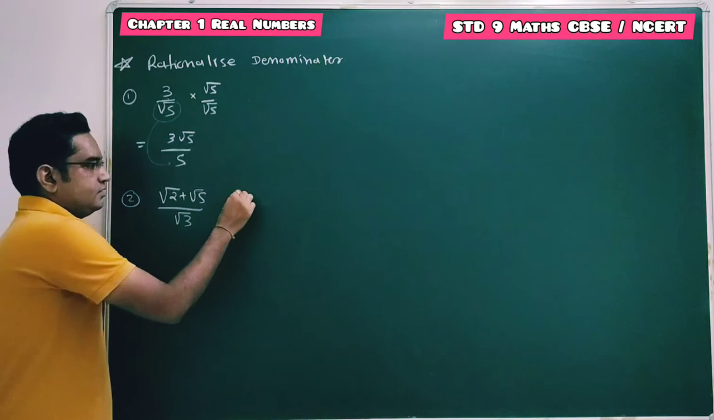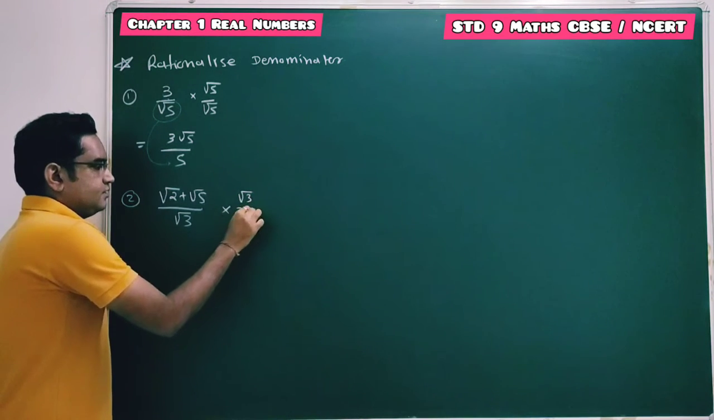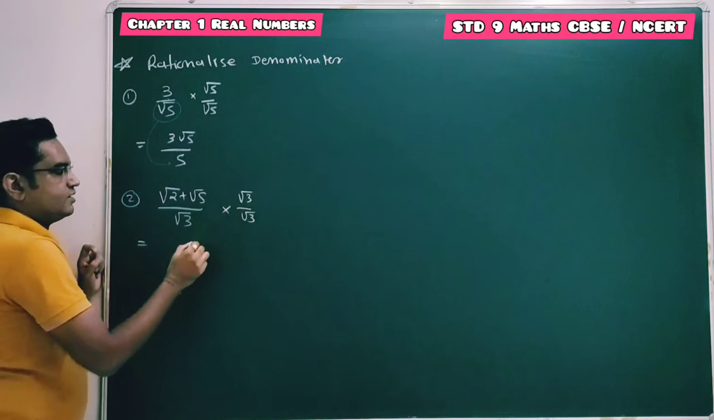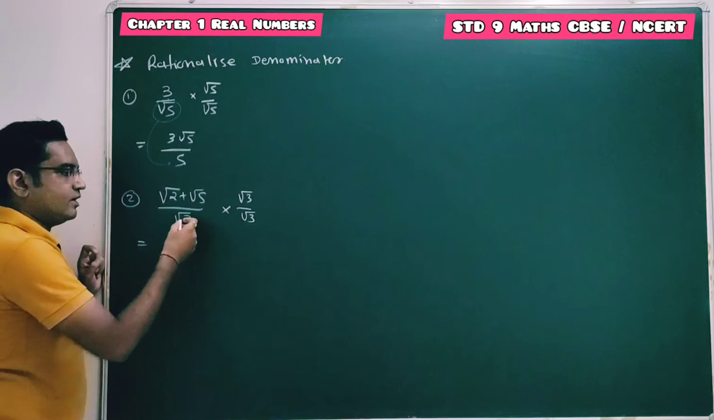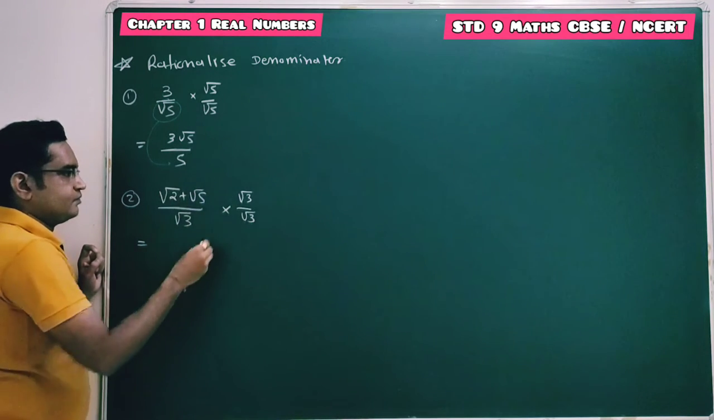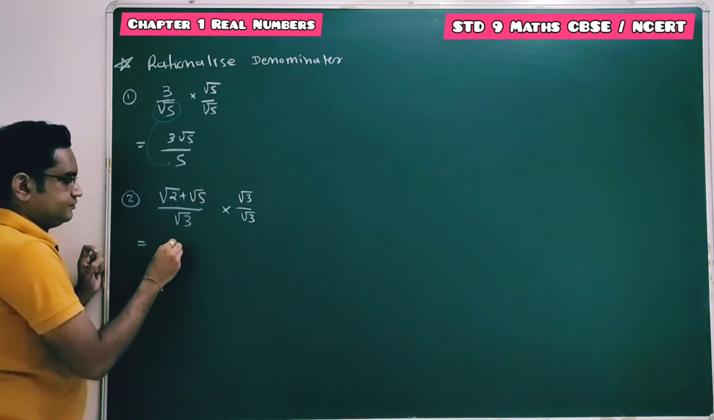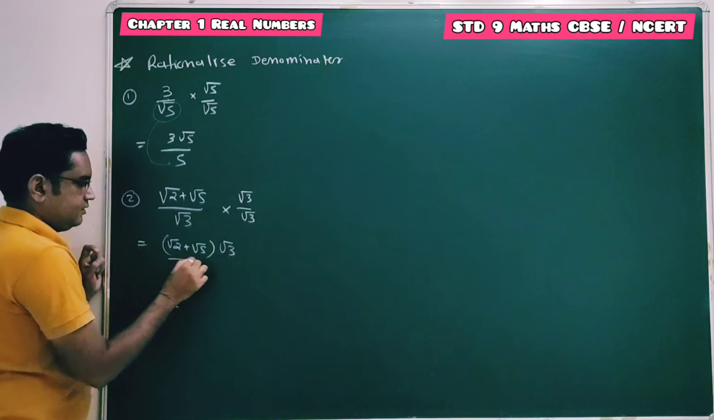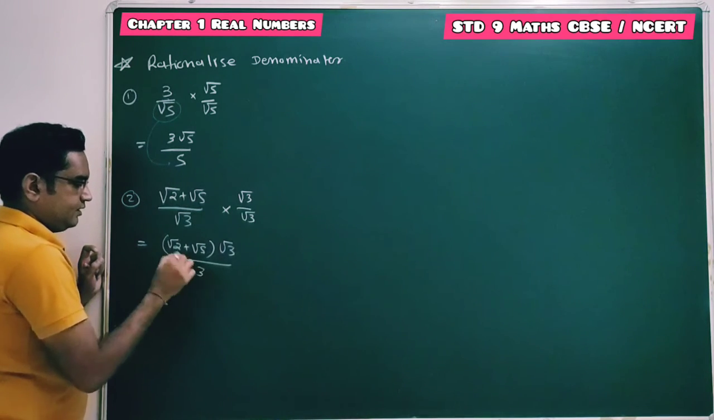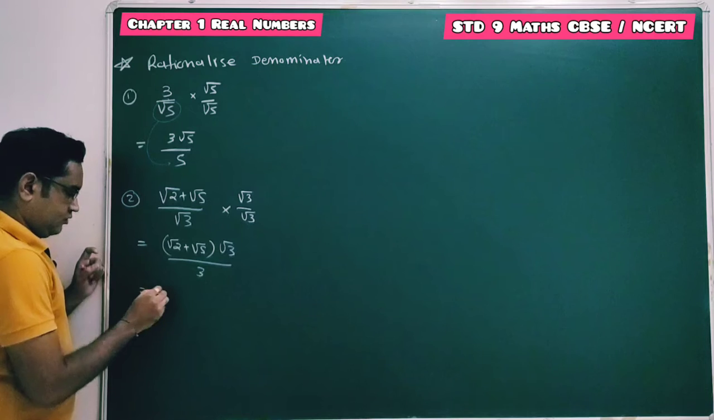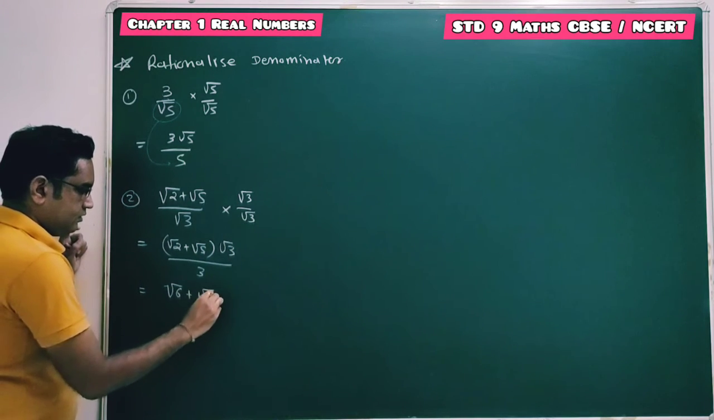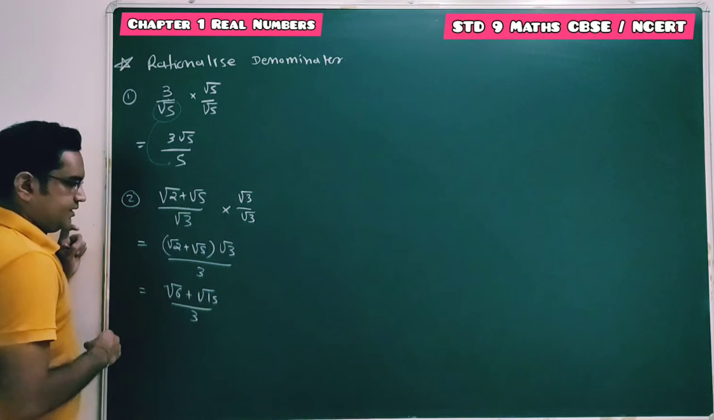Which one will it be here? Let's say it's root 3. Root 3 multiplied by root 3 will be 3, so our irrational number becomes rational. So multiply the numerator: it's root 2 plus root 5 multiplied by root 3, and the denominator root 3 into root 3 is 3. Multiplying this out, we write root 6 plus root 15 by 3.